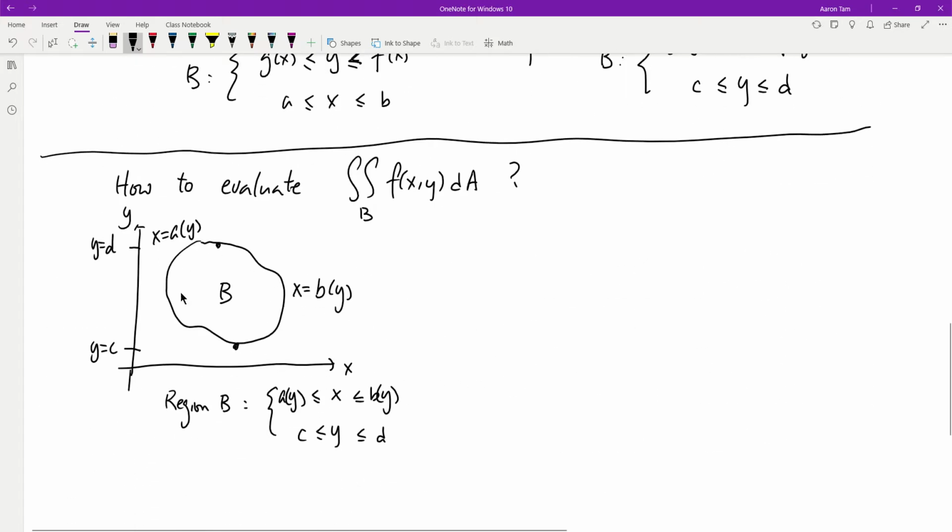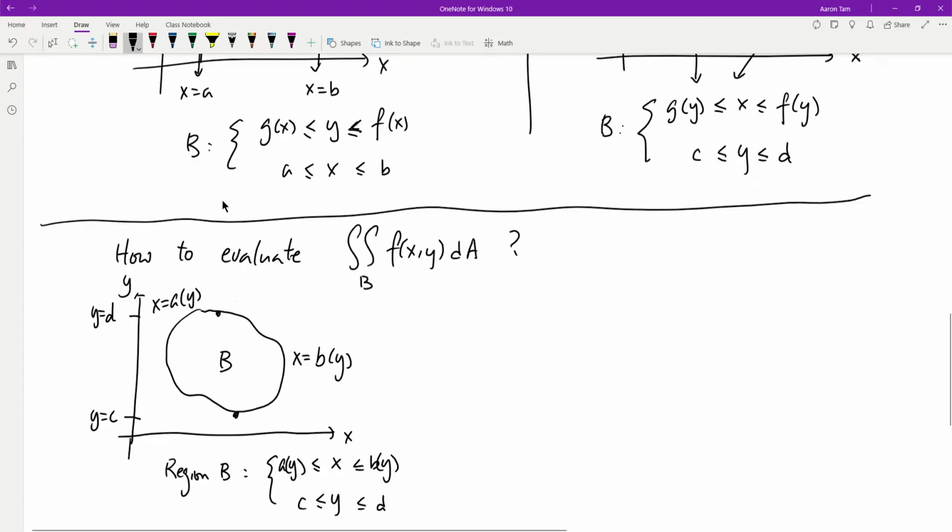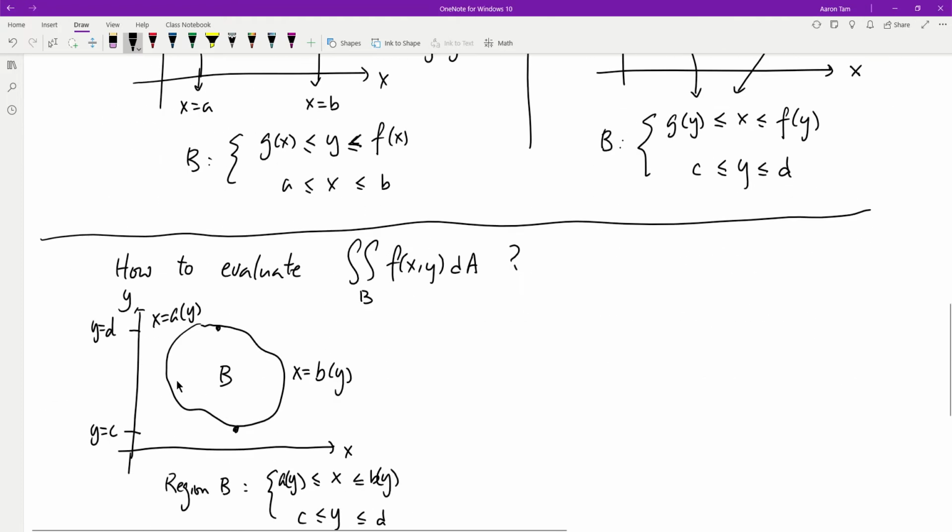Now, this region can actually be described using the first way also. In that case, I would probably break it down into left and right sides and have a top curve and a bottom curve, but I choose to do it with a left curve and a right curve in this case. You'll see why, because I just want my final product to look a certain way.